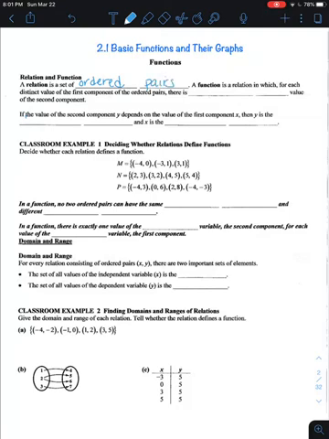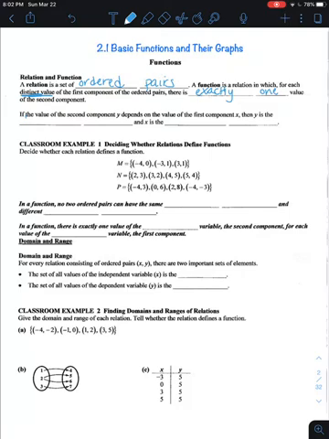A function is a relation in which for each distinct value of the first component of the ordered pairs, there is exactly one value of the second component. So exactly one value. So distinct for every single x value. They're all different. There's only going to be exactly one value of the second component.